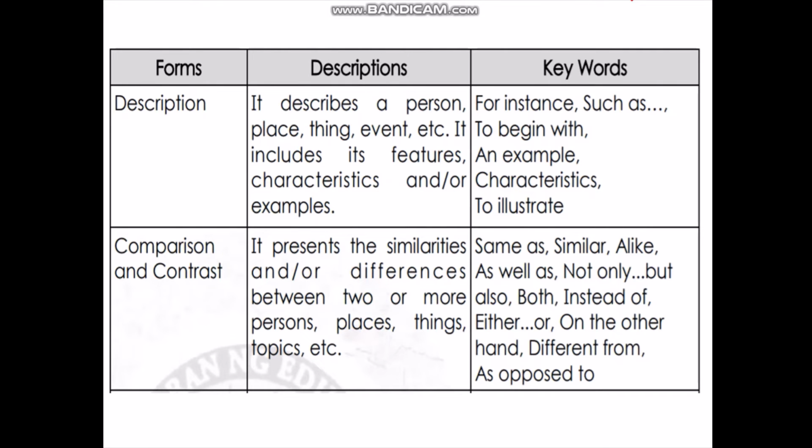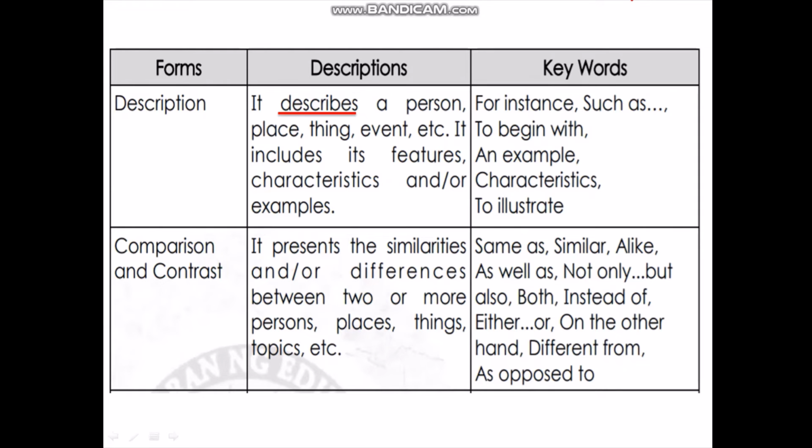So, another one, description, another form of informational text. Actually, this one is the easiest. Description just describes a person, a place, a thing, event, etc. It includes its features, characteristics, and examples. Keywords: for instance, such as, to begin with, an example, characteristics, to illustrate. So, whenever it describes a person, it's a description. Okay? So, you need to remember that description, it describes.